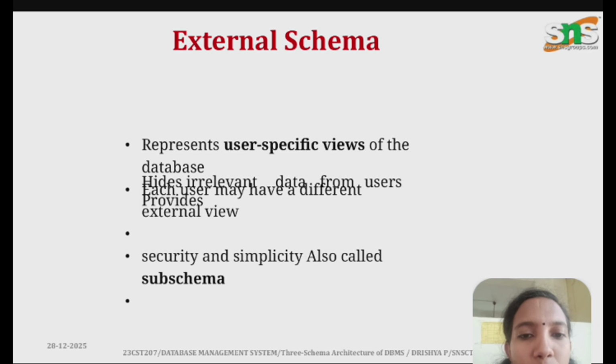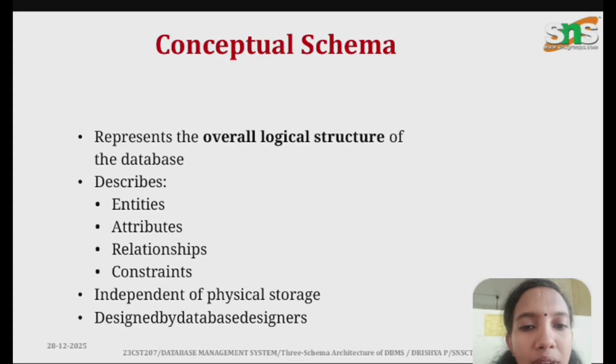Next, we move on to the external schema in detail. It represents the user-specific view of a database. It hides irrelevant data from users, and each user may have a different external view, which provides security and simplicity. It is also called a subschema. This is the main point of the external schema. It mainly represents the user-specific view, what the user wants to see. Next is the conceptual schema.